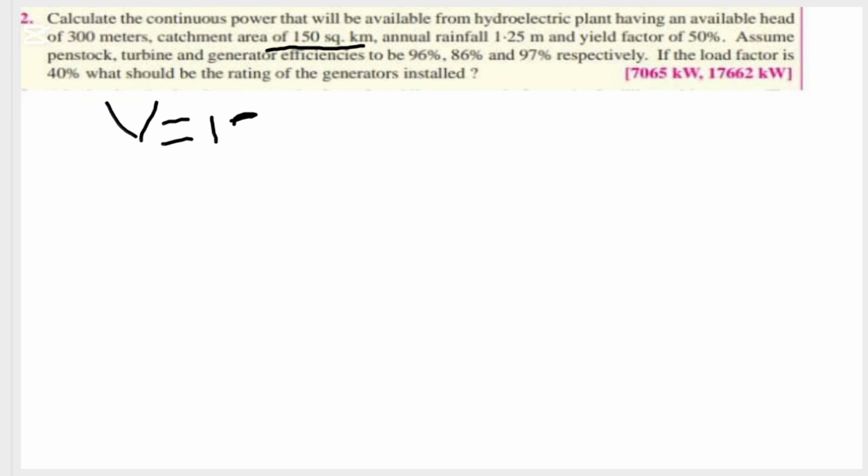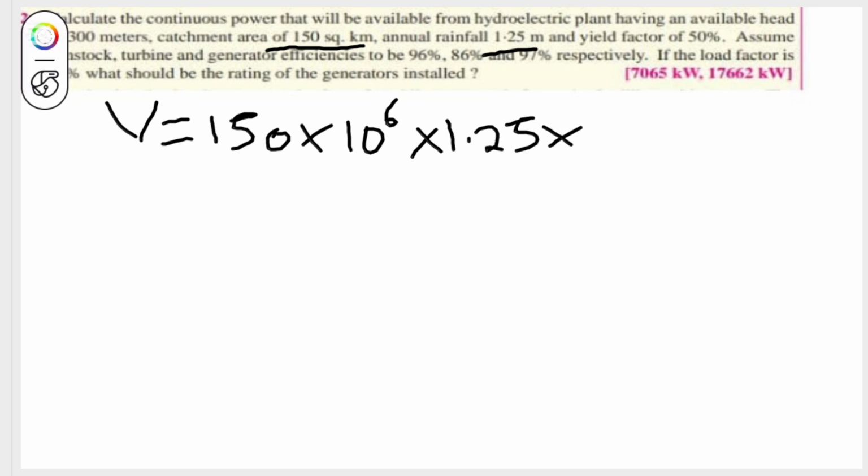So I'll say 150 times 10 raised to the power of 6, and multiply by the rainfall, which is 1.25 meter, and also multiply by this yield factor of 50%, so it will now become 0.5.